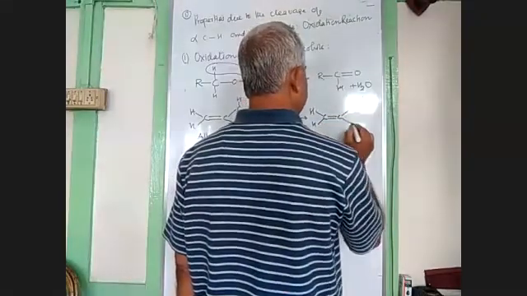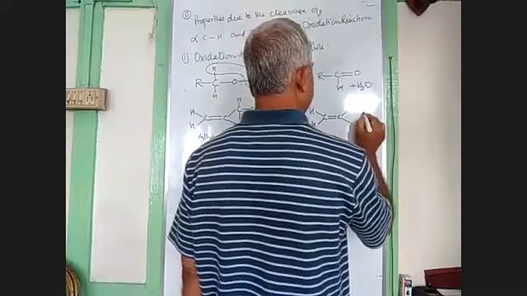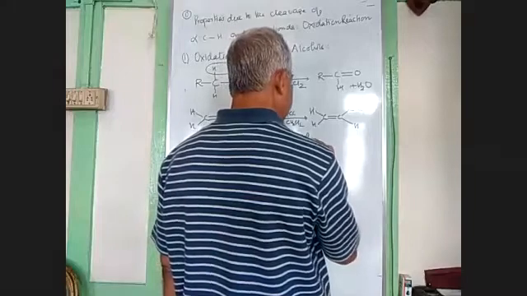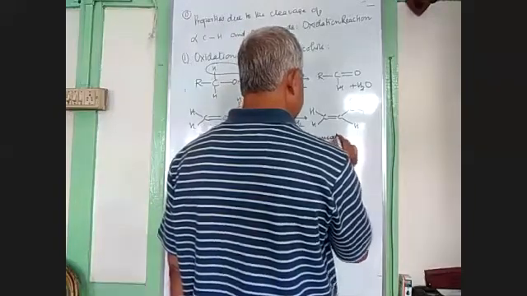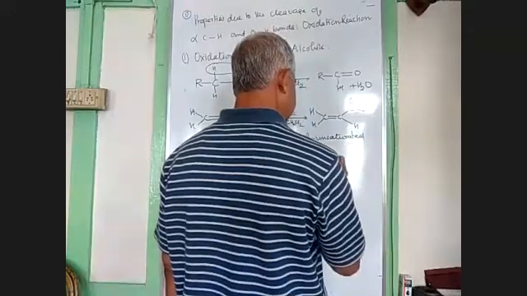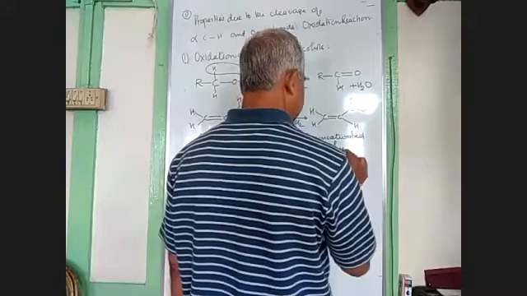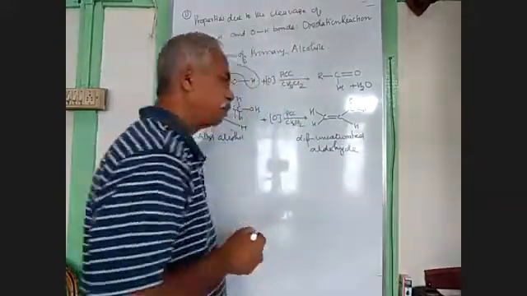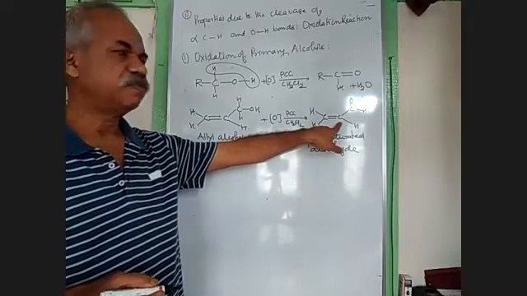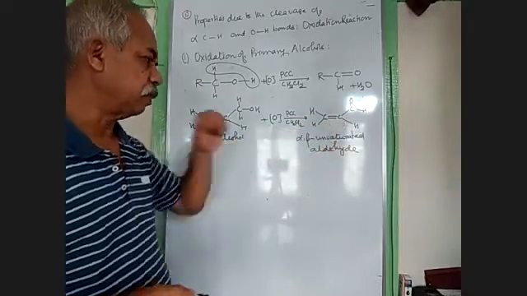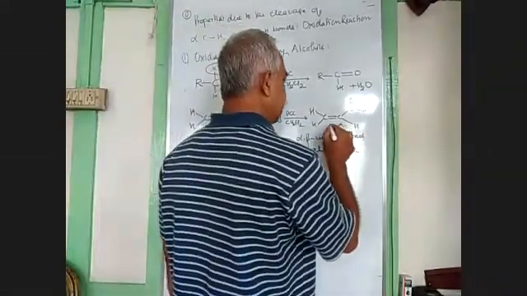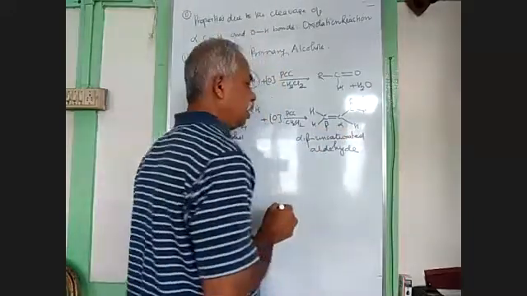See here, you are going to get one. This type of compounds are called alpha, beta unsaturated aldehyde. Okay, why do you call it alpha beta unsaturated aldehyde? Because the next carbon to the functional group is called alpha. This is alpha carbon, this is beta carbon. So you have the double bond between alpha and beta. So alpha beta unsaturated aldehyde.